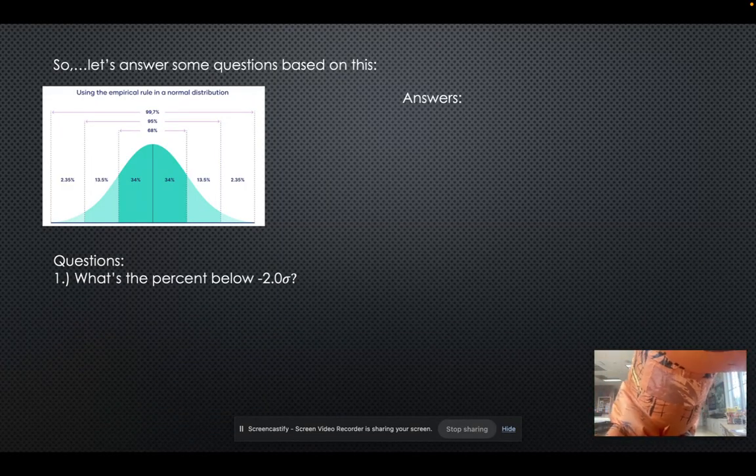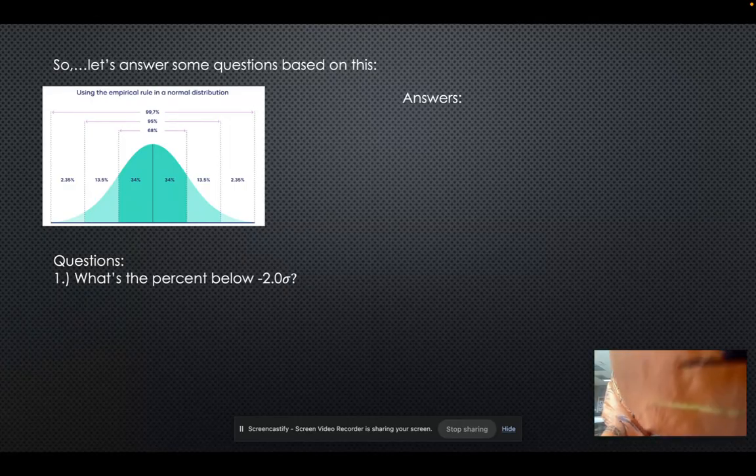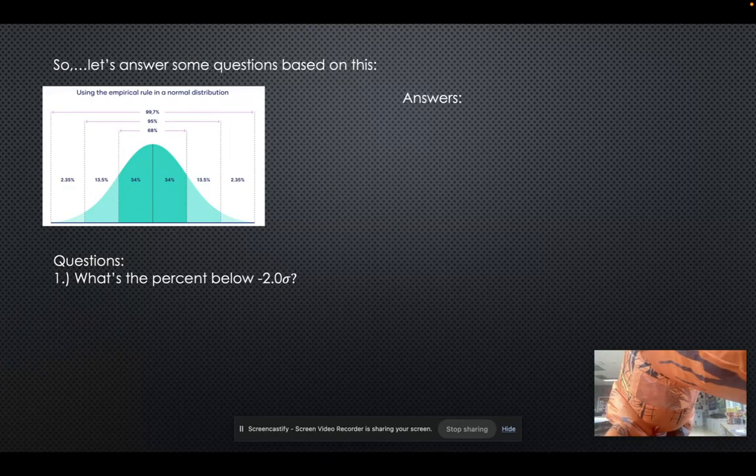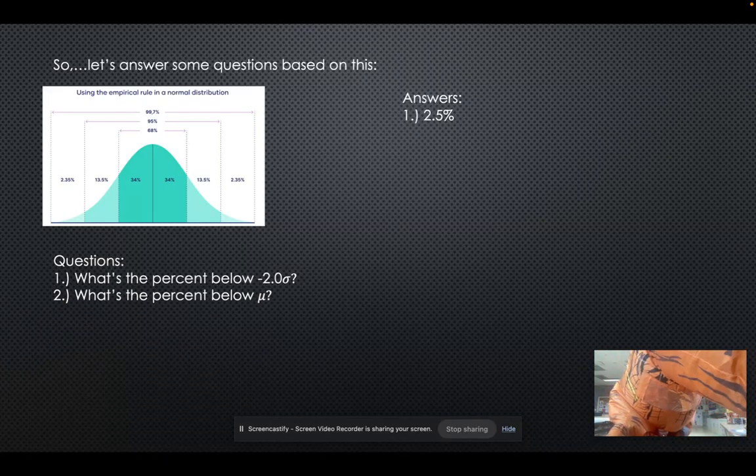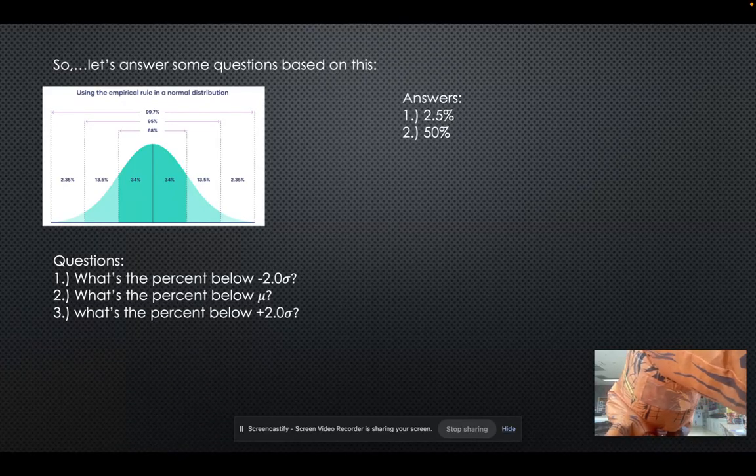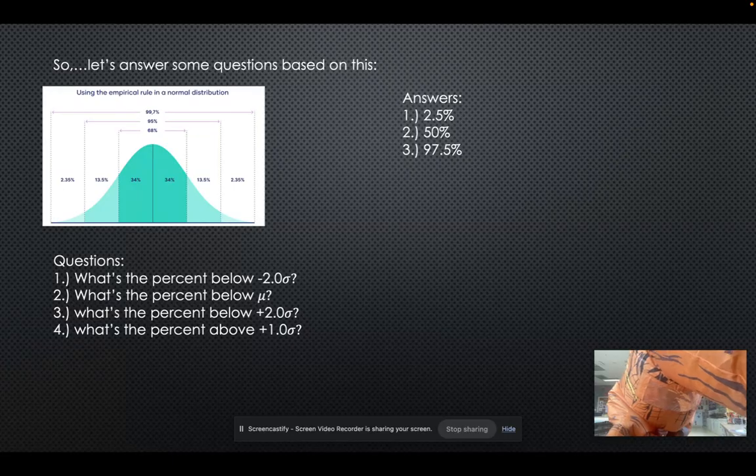So what percent would you expect to fall below -2 standard deviations? If you just look at that, you're going to get the 2.5 because it's the 2.35 plus the 0.15 of the outliers, slightly outside. Okay, what percent is below average, below mu? 50%, 50% above, 50% below. What percent is below 2.0 standard deviations? 97.5.